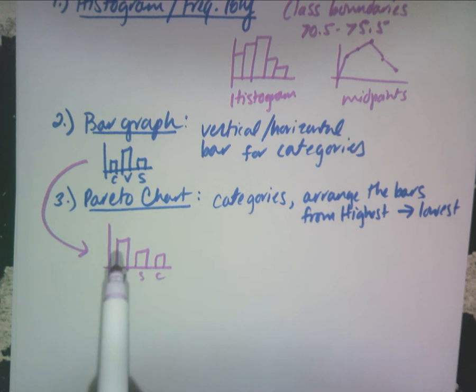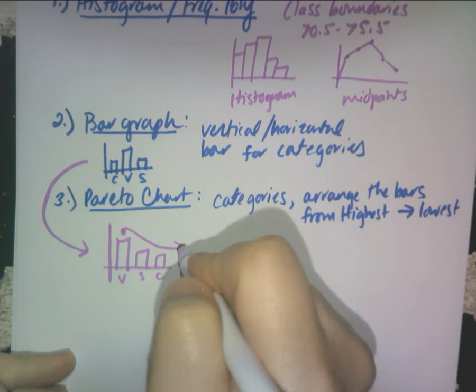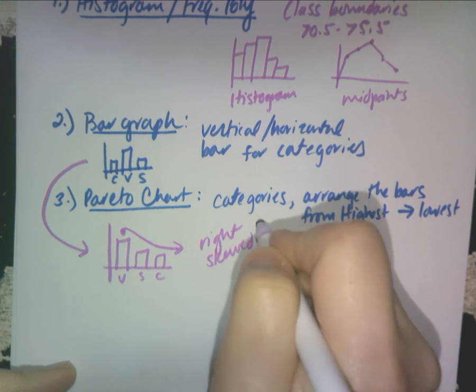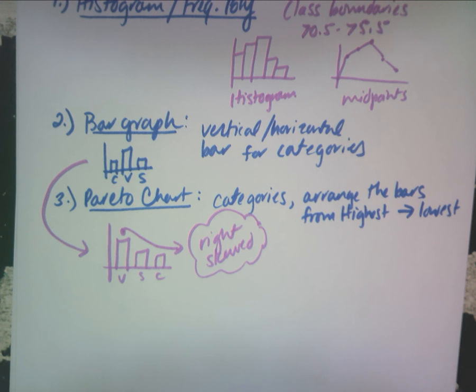So every Pareto graph must be what, skewed? Right skewed. So every Pareto graph is right skewed. They're going to ask this on the test. They're going to say, which one of the following is a Pareto chart? You just look for the one that's right skewed. Very easy.